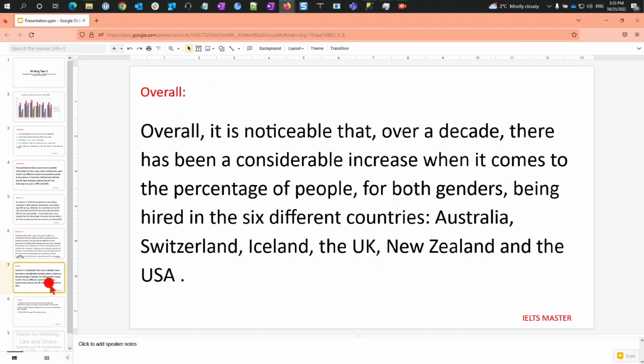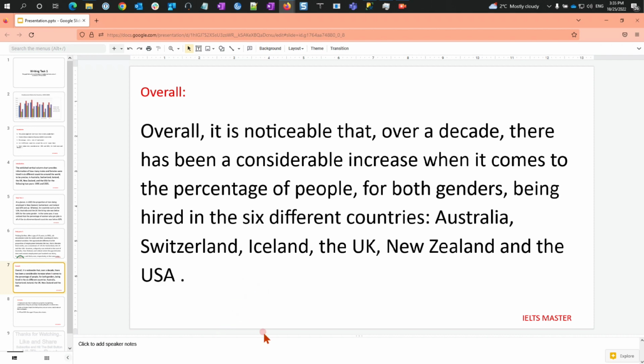Now let's move to the overall. Overall, it is noticeable that over a decade, there has been a considerable increase when it comes to the percentage of people for both genders being hired in the six different countries: Australia, Switzerland, Iceland, the UK, New Zealand, and the USA. So here I have tried to mention all the countries once again. It is up to you if you want to mention that or not.